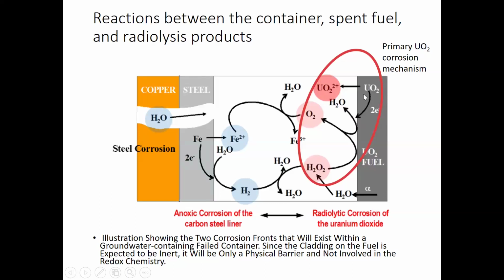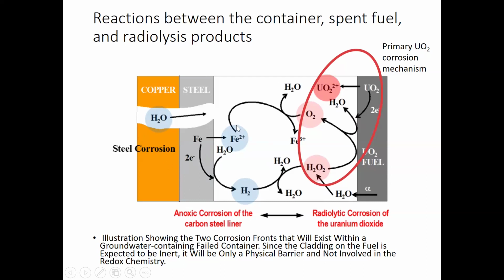You go from uranium-4 to uranium-6, and then that becomes soluble. And then of course that peroxide itself is formed via radiolysis of water. So that's fine, but what about the role that the steel plays on this surface? There are some interesting interactions happening when it comes to the corrosion of the steel.